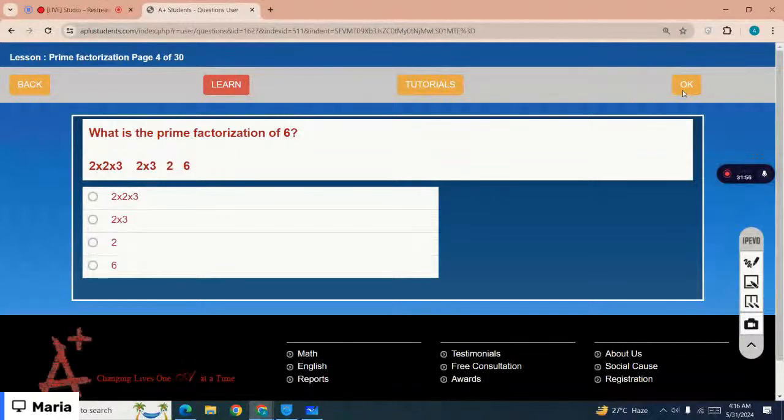Which is the correct option? That is 2 times 3 is 6. The correct option is 2 times 3.